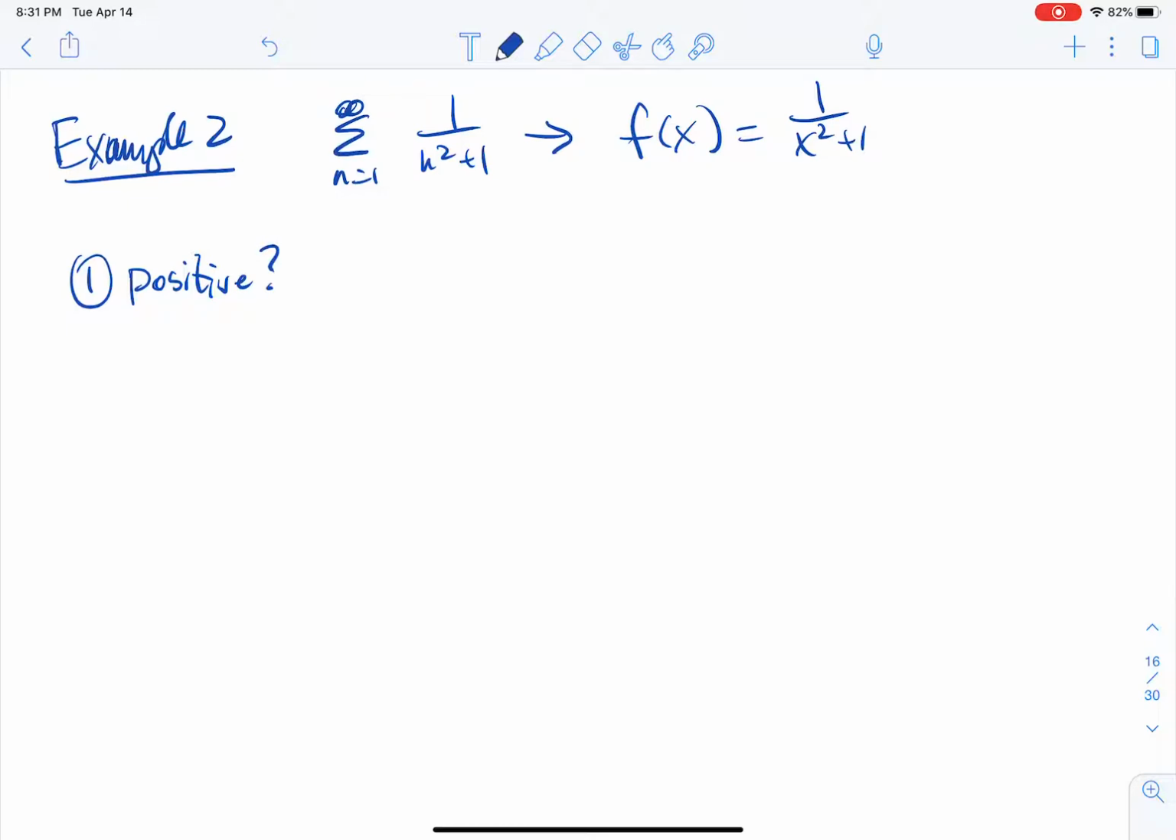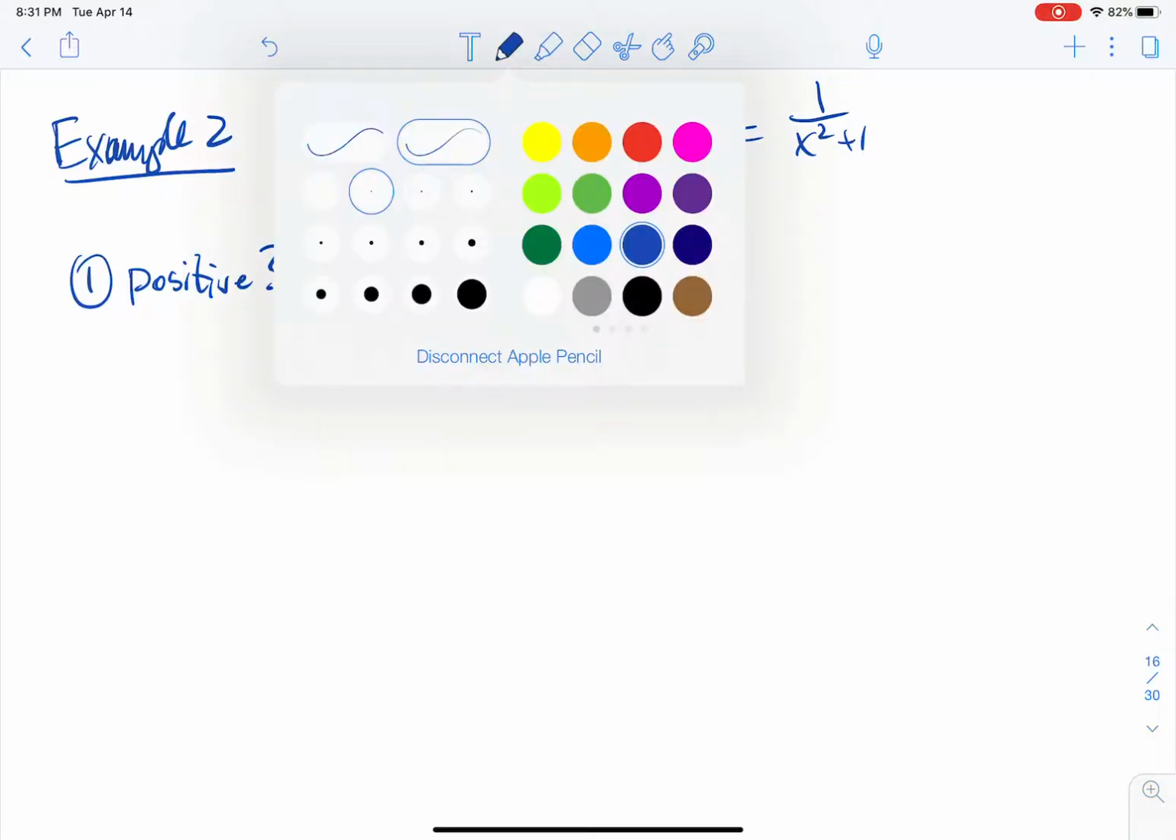The reason why it's always positive: it is a rational function, though that doesn't really matter here. I've got on the bottom x squared plus 1. X squared is always positive. We add 1 more to it. It's always positive. The whole thing's always positive.